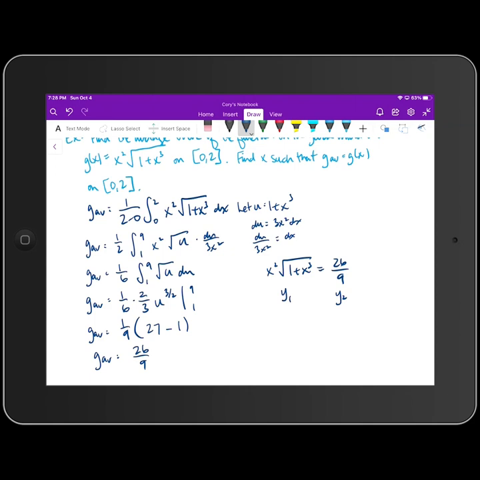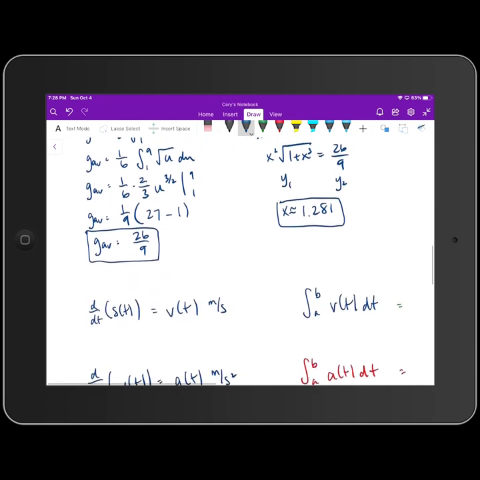I'd want to be able to view that on my window. So you would just input that in for y sub 1 and y sub 2, and then calculate the intersection point of those two graphs. And when you do so, rounded to 3 decimal places, x is approximately equal to 1.281. Okay, so that's going to be the value for which the function is equal to the average value.